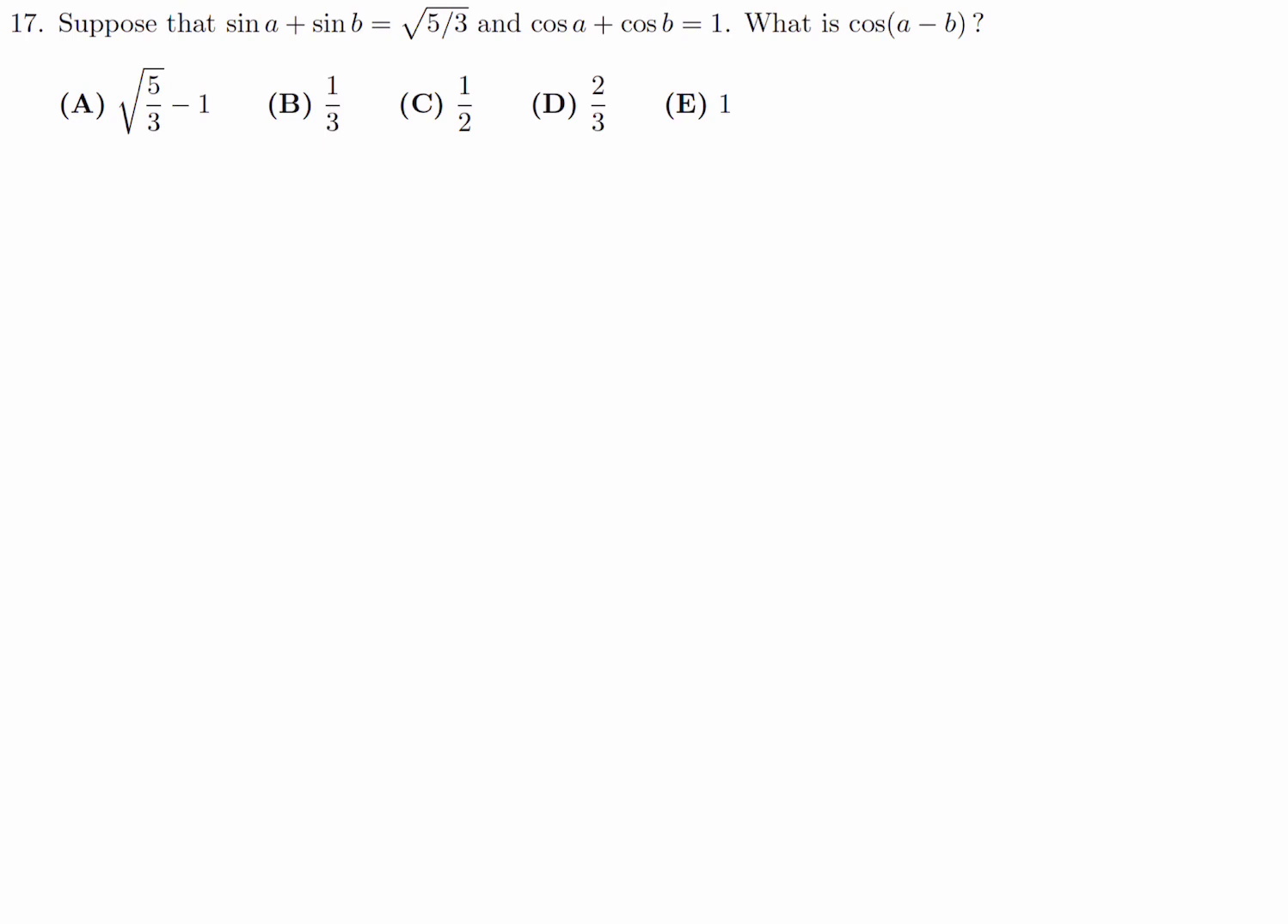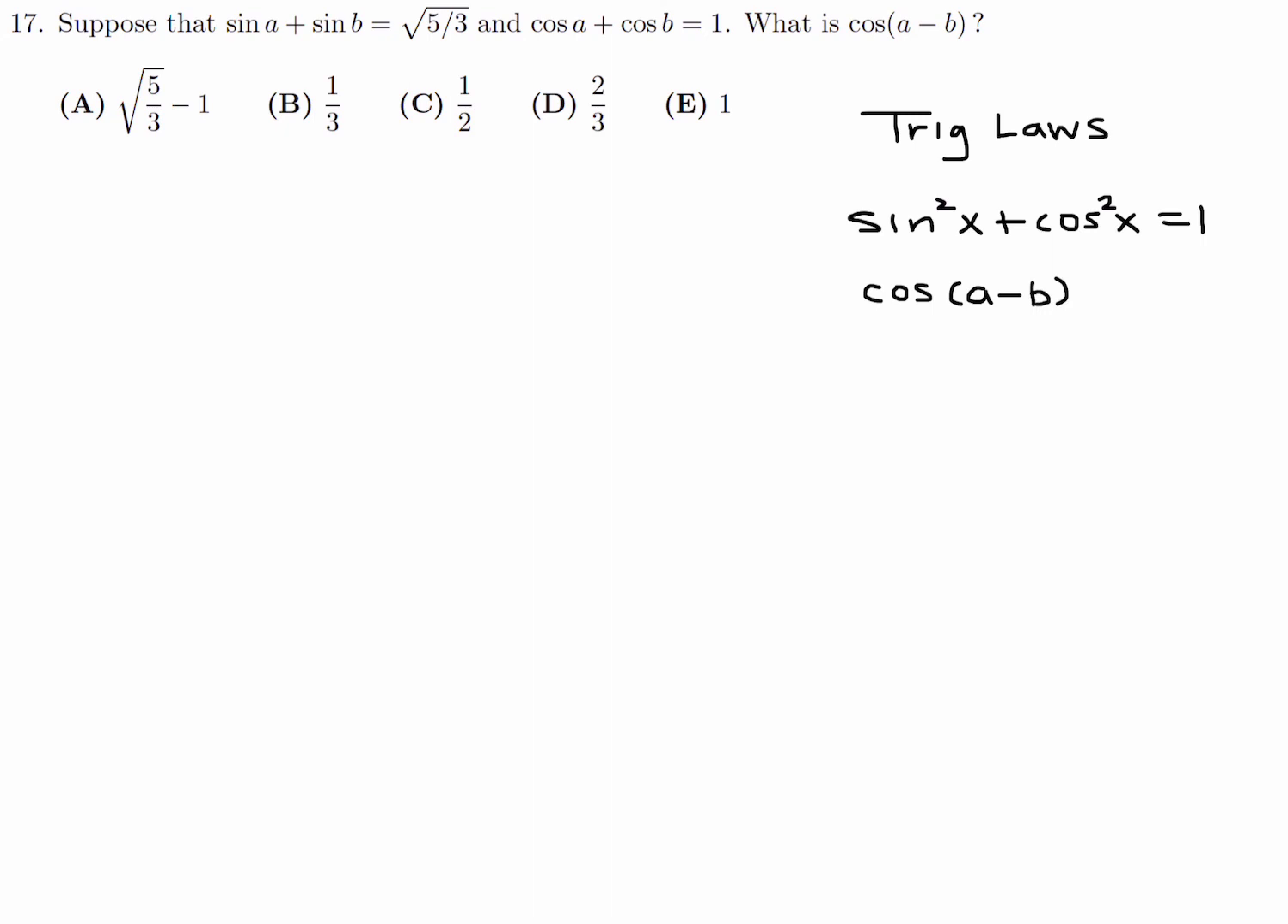Suppose that sine of A plus the sine of B is equal to the root of 5 over 3. And the cos of A plus the cos of B is equal to 1. What is the cos of A minus B? A few trigonometry laws that we will need. The first one, which I'm sure you remember, is sine of x squared plus the cos of x squared is equal to 1. But we're also going to need one that involves the cos of A minus B.